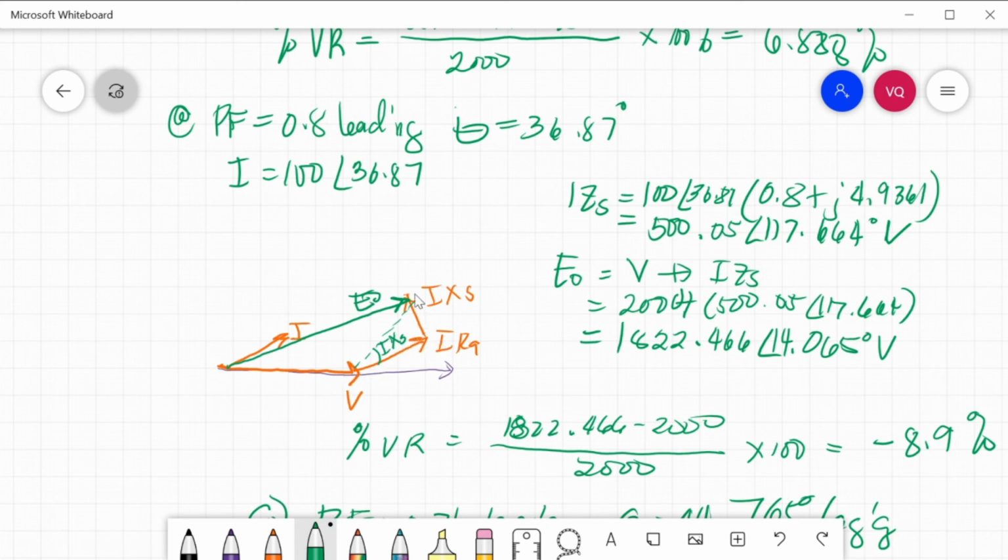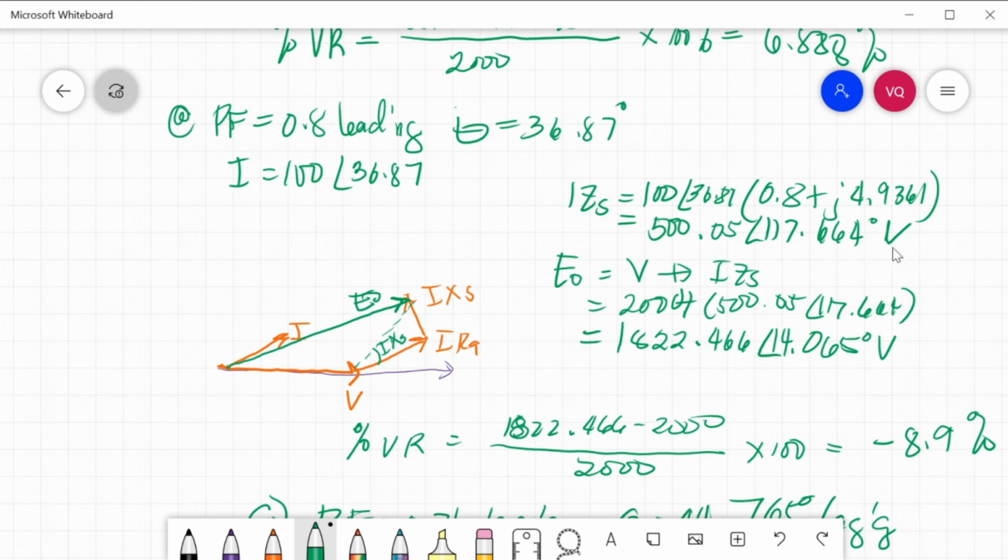IRA, IXS, and the sum of these two will be IZS. This is Z, not XS. So, EO will be V plus IZS. Let's solve the IZS first. So, that is 100 angle 36.87 times 0.8 plus j4.9361, equal to 500.05 angle 117.664 degrees volts.